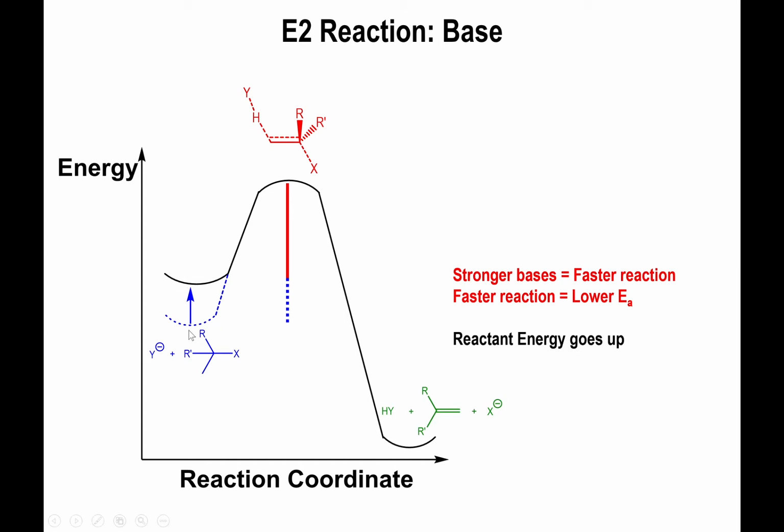In fact, you want to use a better base, and a better base is a stronger base. A stronger base, from the point of view of this energy reaction coordinate profile, means that your base, your Y minus, is going to have to be higher in energy. That's what it means to have a better base. It's more reactive, and to be more reactive means that you are a stronger base. So basically, the act of raising the energy of the reactant by itself lowers the activation energy of the reaction and makes the reaction go faster. So you want to use stronger bases to favor your E2 reaction.